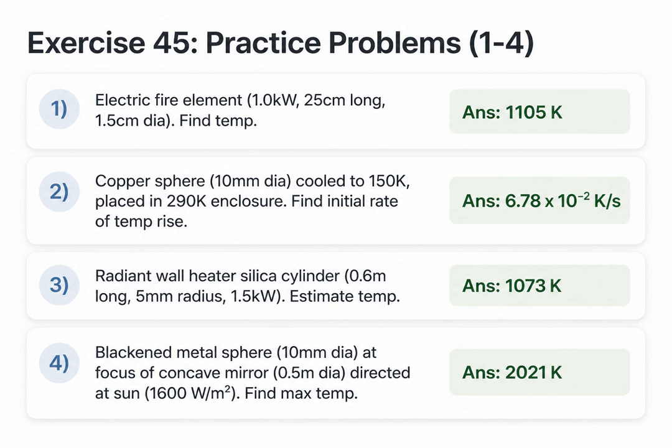Question 4 places a blackened sphere at the focus of a concave mirror directed at the Sun, concentrating the solar power to achieve a massive maximum temperature of 2021 Kelvin.